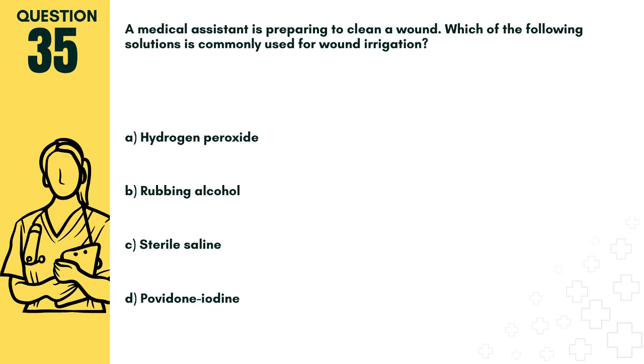Question 35. A medical assistant is preparing to clean a wound. Which of the following solutions is commonly used for wound irrigation? A. Hydrogen peroxide. B. Rubbing alcohol. C. Sterile saline. D. Povidone iodine.